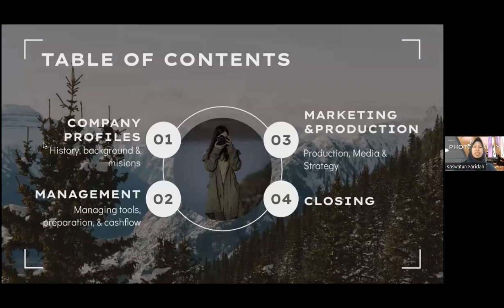The presentation of building a company by Group 5 is divided into 4 sections. The first section is the company profile, which consists of the history and background, and also the vision and mission of our company. Then it will be followed by the management, covering the managing tools, preparation, and the cash flow. The third is marketing and production, which discusses the production and media, and also the strategy for promoting our services. And the last will be the closing.